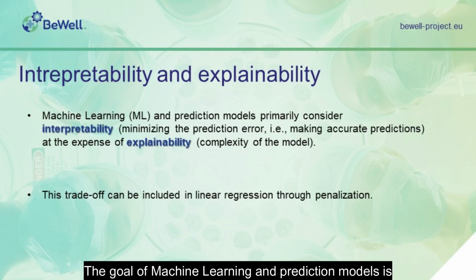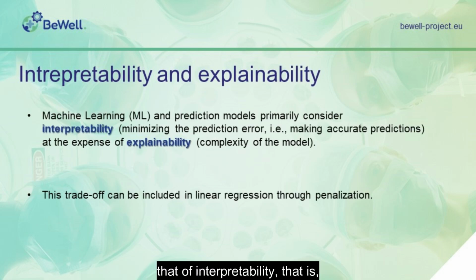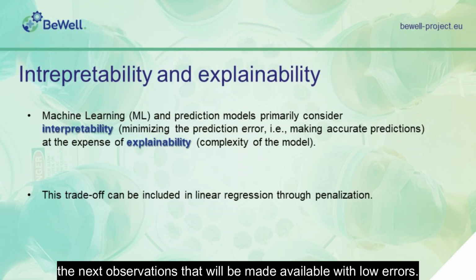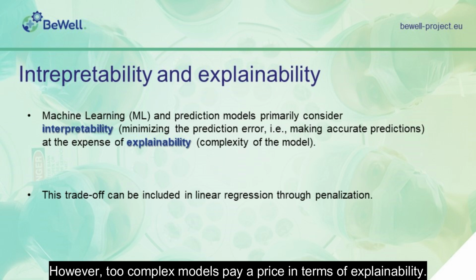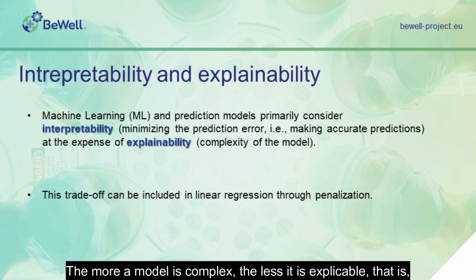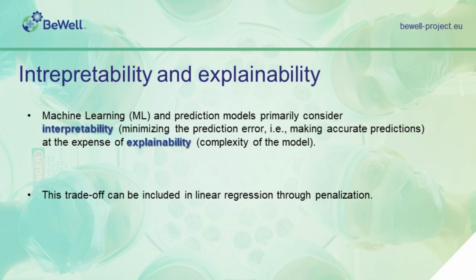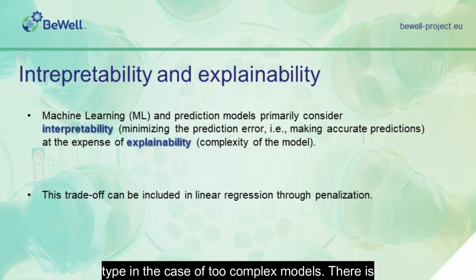The goal of machine learning and prediction models is that of interpretability, that is, the minimization of the prediction error. They aim to interpret the data to predict in advance the next observations that will be made available with low errors. However, too complex models pay a price in terms of explainability. The more a model is complex, the less it is explicable, that is, it is difficult to trace the reason why the prediction was of a certain type in the case of too complex models.